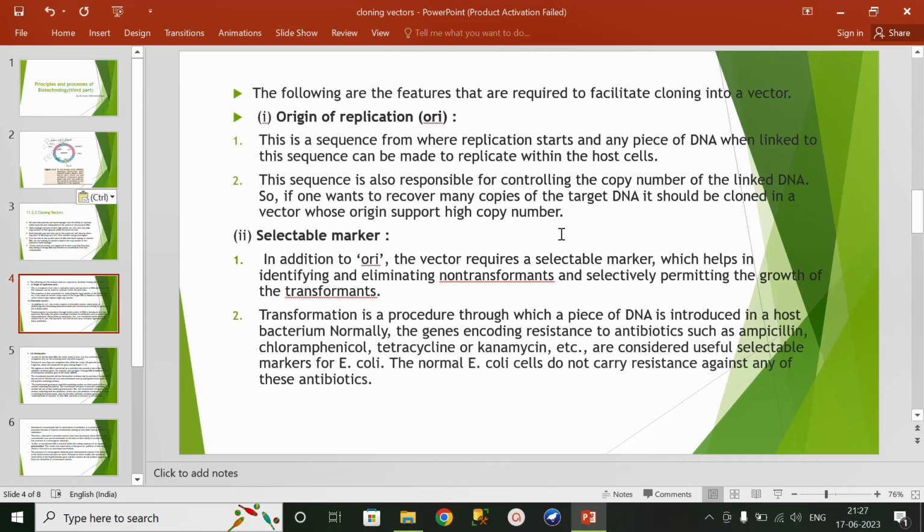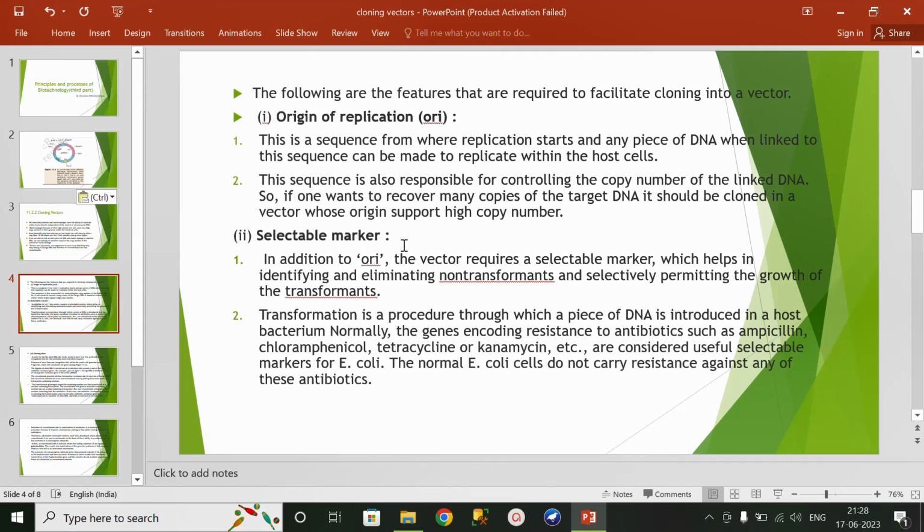So the higher the copy number, the more the foreign DNA gets replicated. On the basis of this principle, if we select an origin of replication from a bacteriophage or plasmid with a higher copy number, then it will produce more of the foreign DNA.